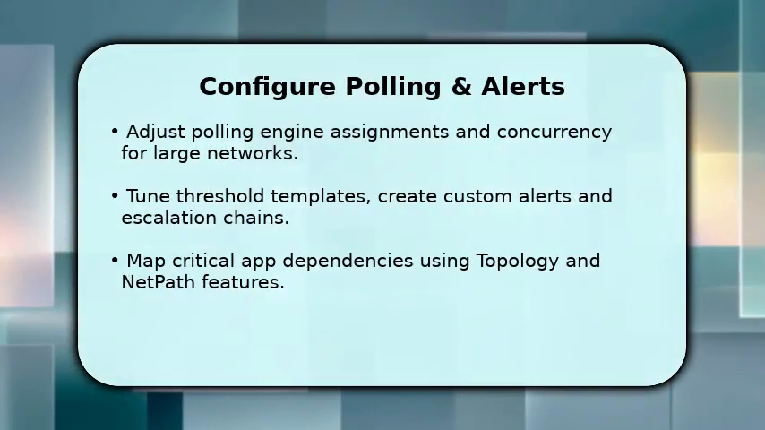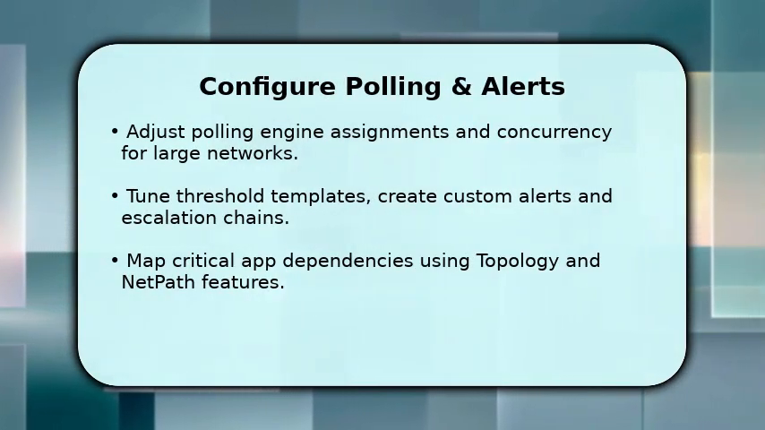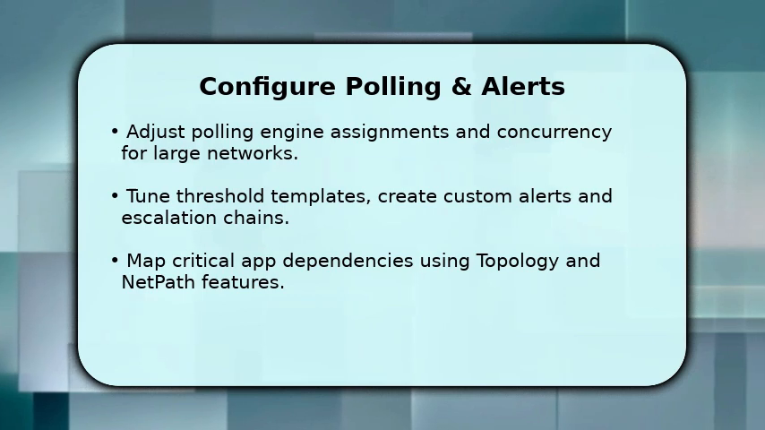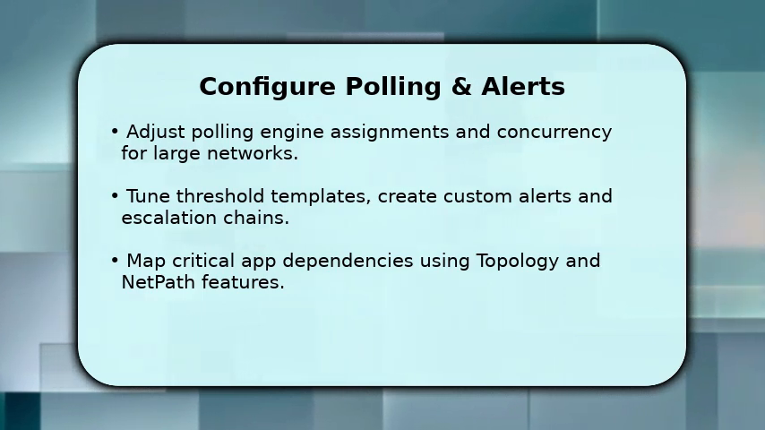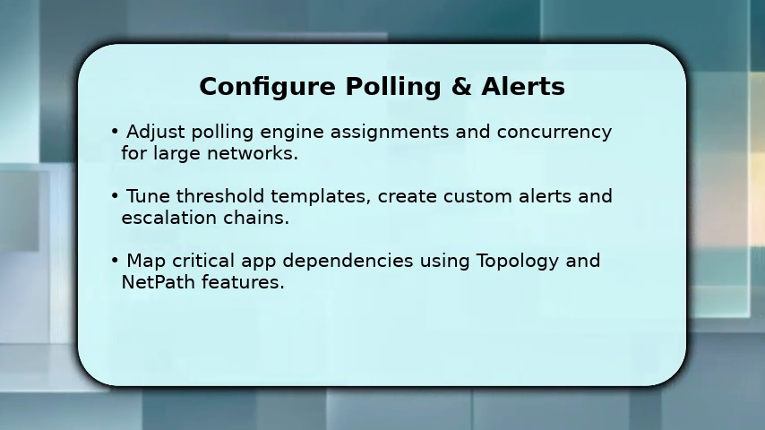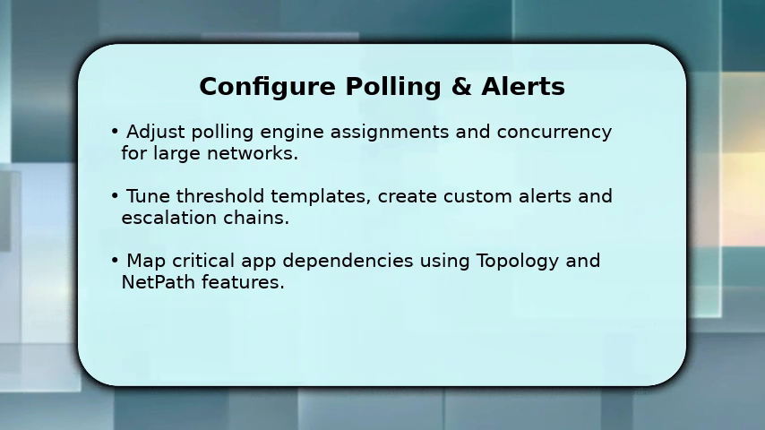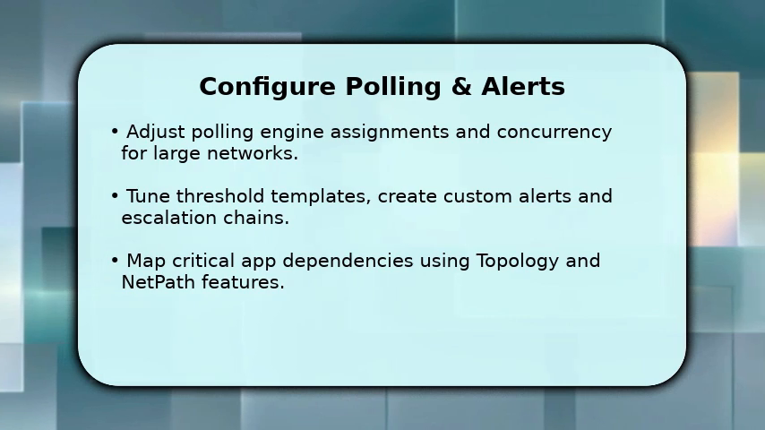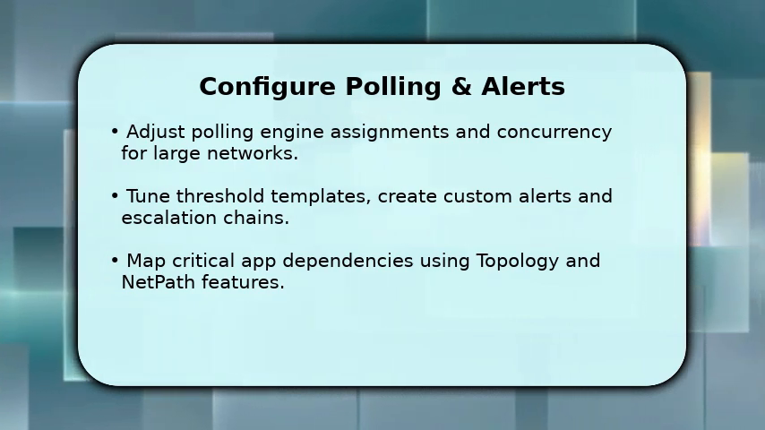You now assign nodes to specific polling engines and increase concurrency for rapid coverage, because distributed polling avoids bottlenecks. Then tune threshold templates, adjust response, availability, and latency thresholds to reduce false positives while preserving sensitivity. Once done, build alert actions with clear escalation steps and automate remediation scripts where possible.